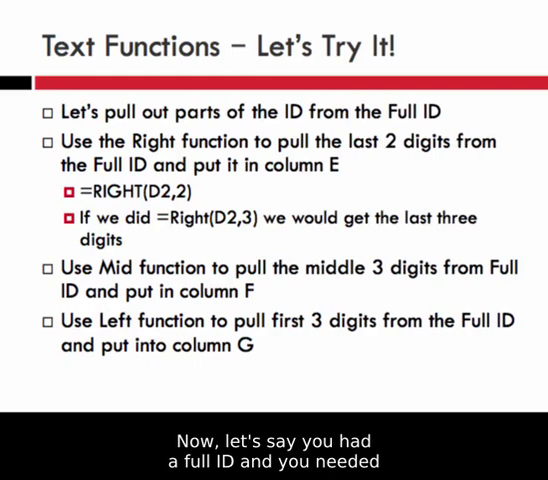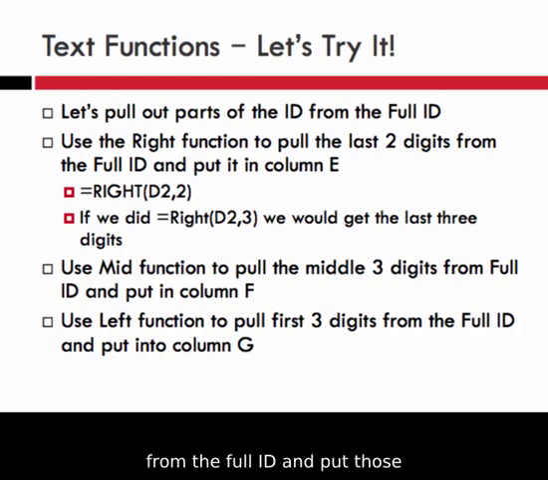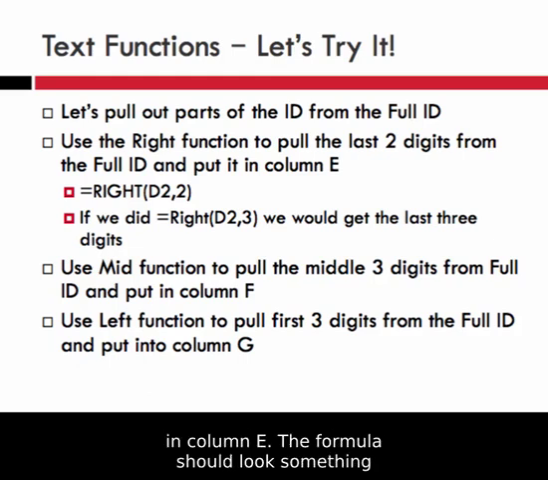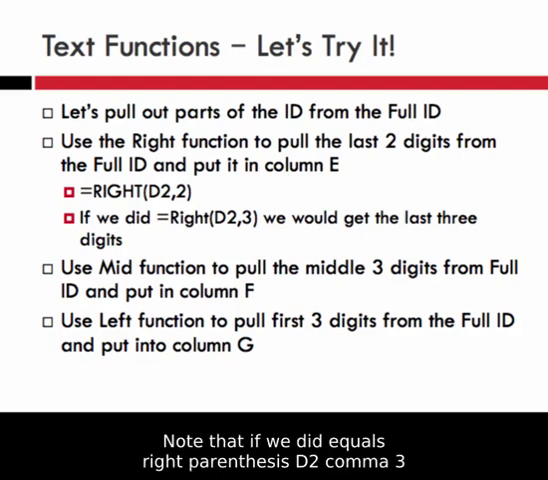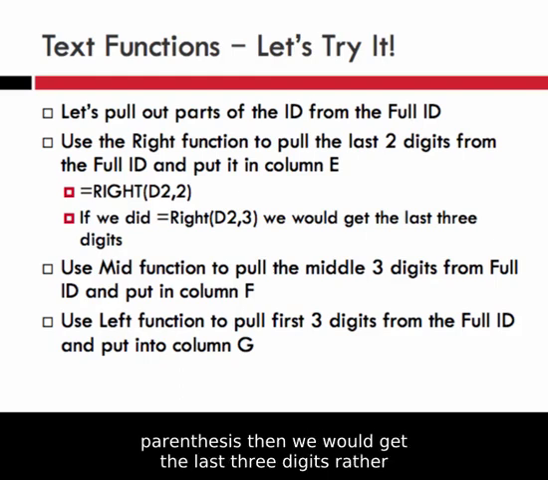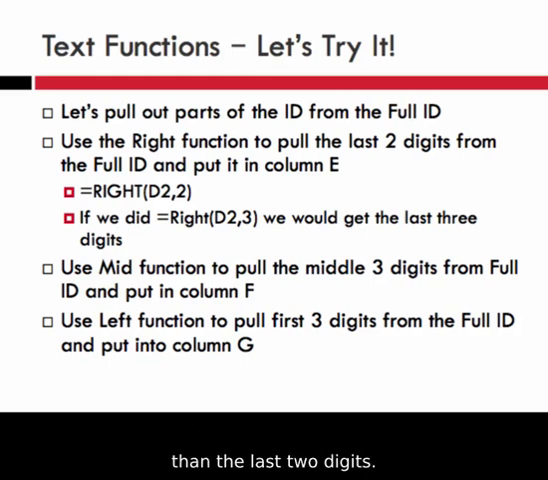Now, let's say you had a full ID and you needed to pull the ID parts apart rather than putting them together like we just did. Use the right function to pull the last 2 digits from the full ID and put those in column E. The formula should look something like equals RIGHT(D2, 2). Note that if we did equals RIGHT(D2, 3), then we would get the last 3 digits rather than the last 2 digits.